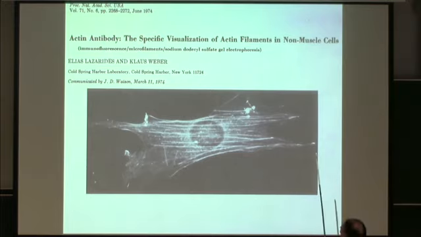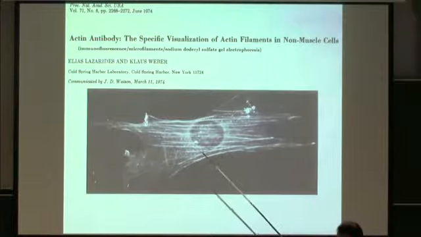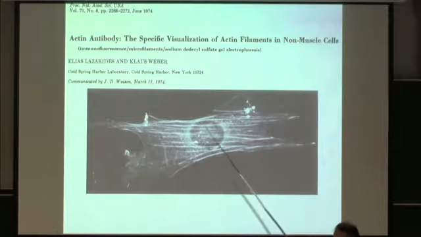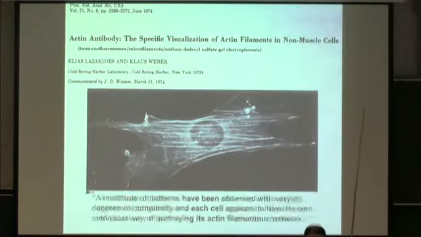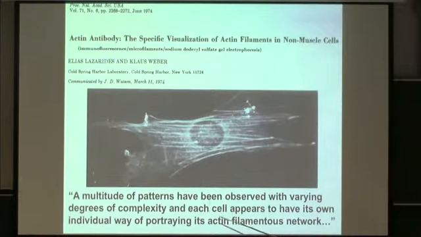They are of course very ordered even in this not very perfect image, but already at that time they noticed that a multitude of patterns have been observed with varying degrees of complexity, and each cell appears to have its own individual way of portraying its actin filamentous network. So until now it is not very clear how a cell really forms an ordered array of these actin bundles, and this will be the main subject of my talk today.